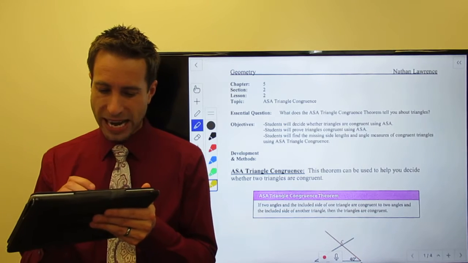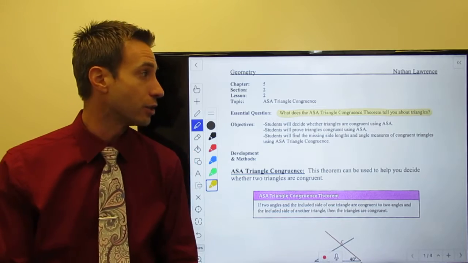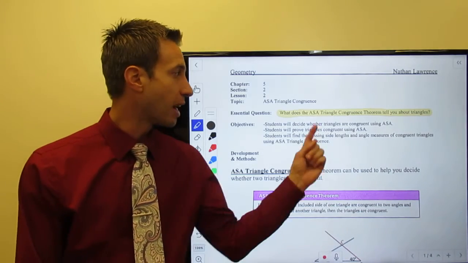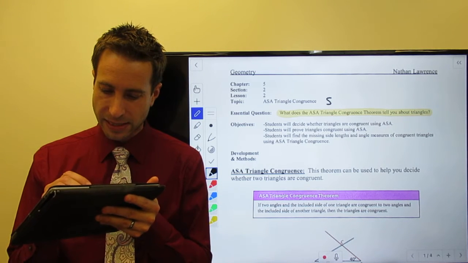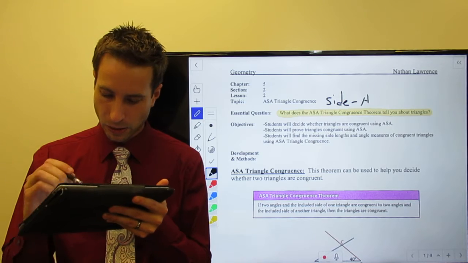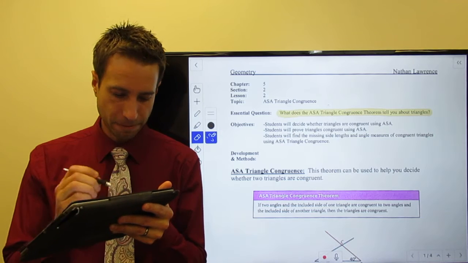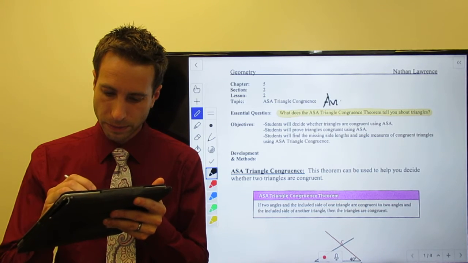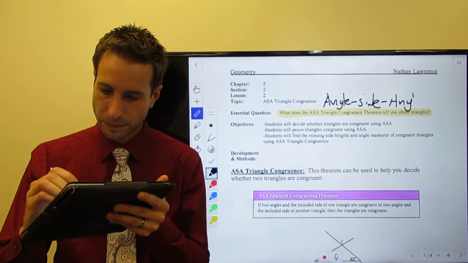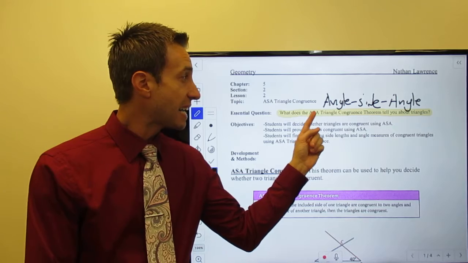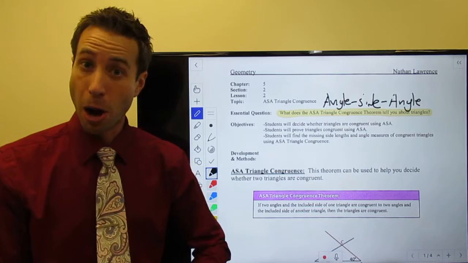To get us started, we want to ask the question: what does the ASA Triangle Congruence Theorem tell you about a triangle? ASA is the abbreviation for angle, side, angle. So the ASA, angle-side-angle, triangle congruence theorem, what does that tell us about triangles?